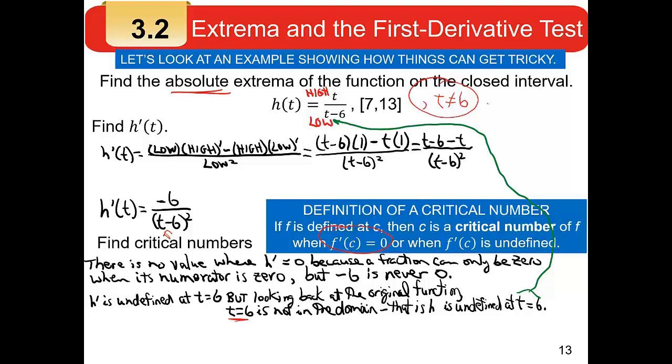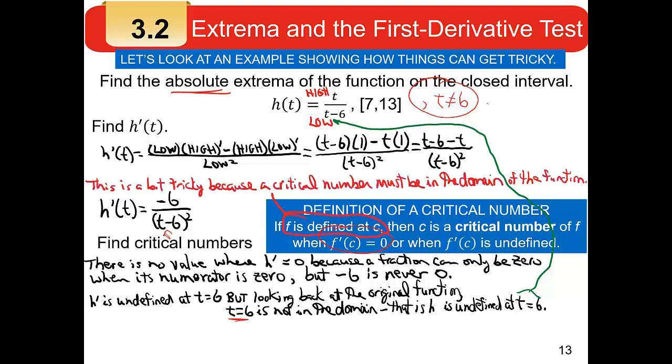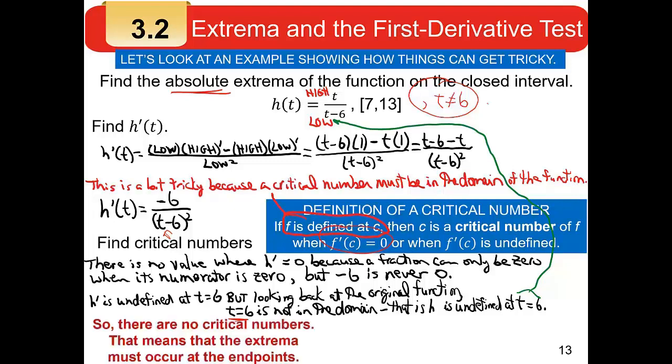It's just something you have to keep in mind as you're doing this, and you just have to always think about that. In any case, if you call it tricky or not tricky, it is something you have to consider every time you do a problem like this. So there aren't any critical numbers here.